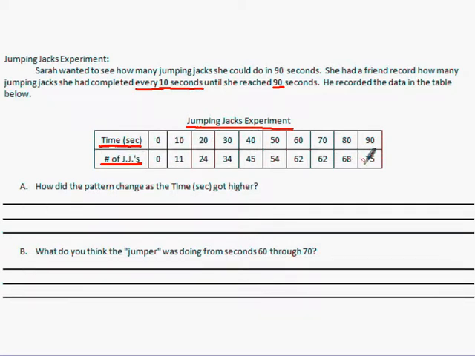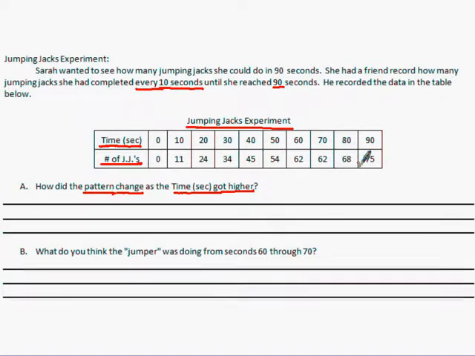First question, how did the pattern change as the time in seconds got higher? So as time got higher, something happened to the pattern. Now, pattern is what something is increasing or decreasing by. So if we look as time gets higher, how did this pattern change? So let's look at what is being added every time.